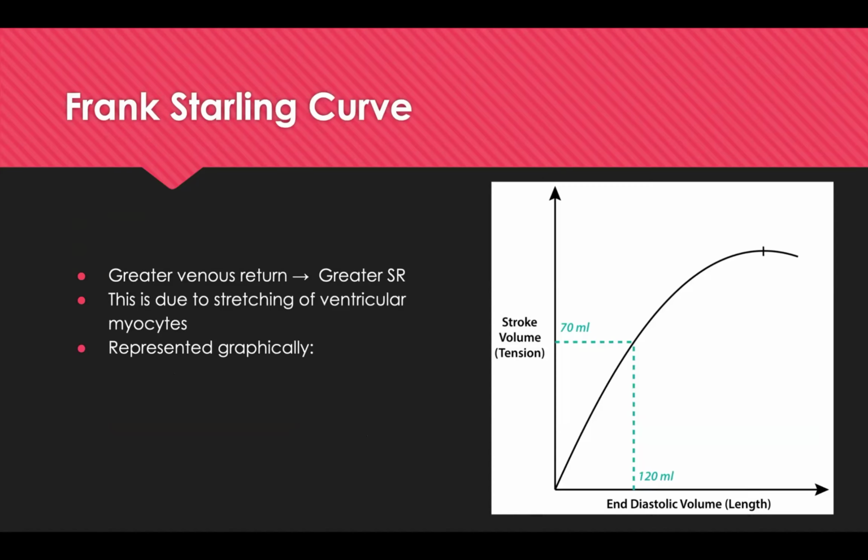The Frank-Starling curve is another principle that you need to be aware of. The principle behind this is that as there's greater venous return, there's a greater stroke volume, and this is due to stretching of the ventricular myocytes and can be explained like an elastic band, and if they're stretched more, then they will bounce back with a greater force.